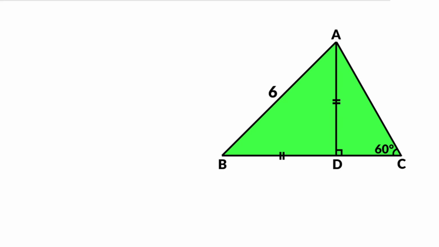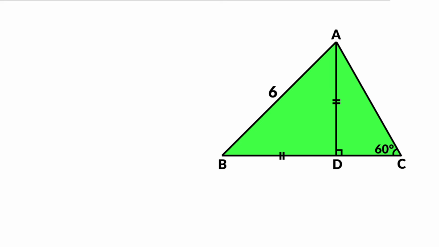Here are the clues. The angle at C is exactly 60 degrees. The left side, AB, is 6 units long. And the biggest clue of all, the vertical segment AD is exactly the same length as the left base segment BD. Our goal is to find the exact area of the entire triangle.